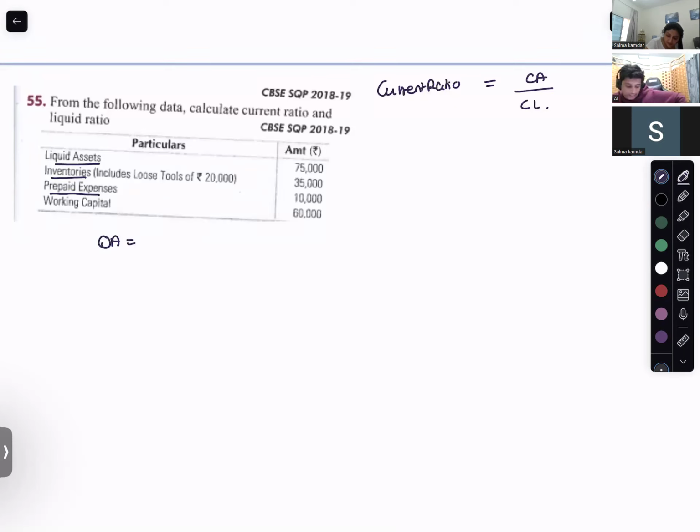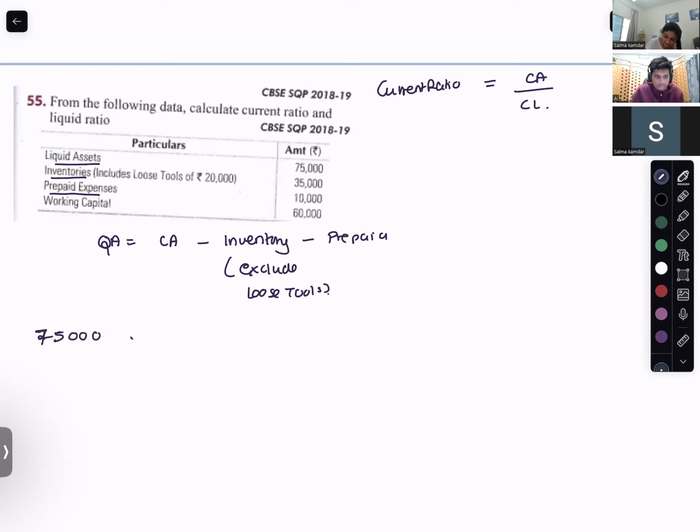Let's talk about my quick assets. Quick assets is current assets minus inventory minus prepaid expenses, and inventory should exclude loose tools. Okay. Quick liquid assets is given to me: quick assets 75,000. Current assets I have to find.